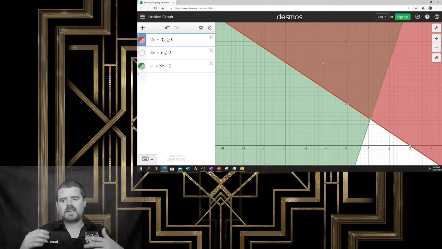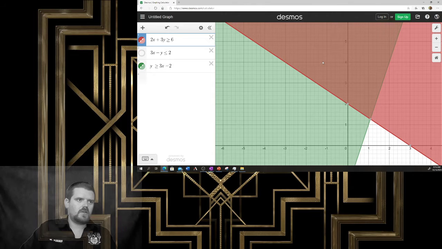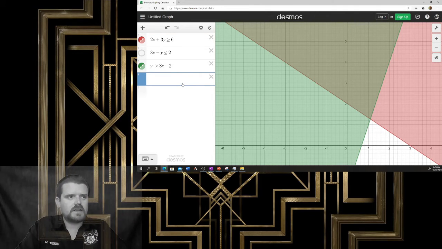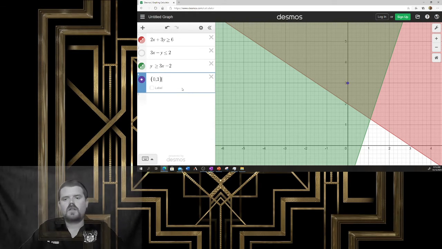So you'll be asked to give an example of a point that is a solution and an example of a point that is not a solution. And there are an infinite number here. So for instance, I could pick, let's say 0, 3. That's in the area where the shading overlaps, therefore that's a solution. So now I would label it as such.